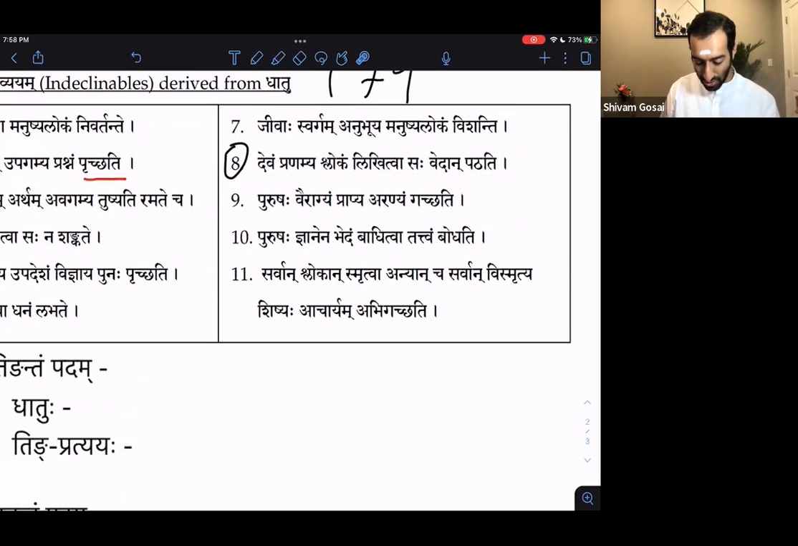Devam pranamya shlokam likhitva saha vedan patati. What a nice sentence. You just memorize some of these sentences and you'll be a nice pundit at the next outing you go to. Okay. Devam pranamya shlokam likhitva saha vedan patati.